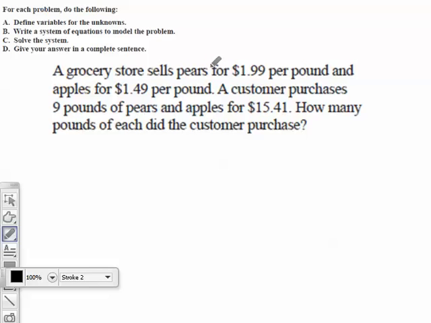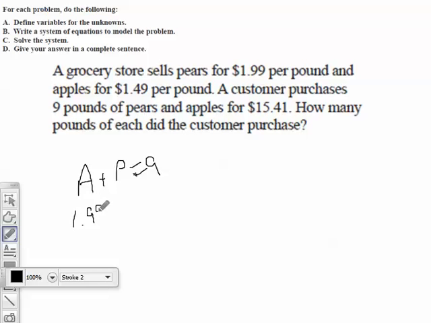Grocery store sells pears for $1.99 per pound and apples for $1.49 a pound. Customer purchases 9 pounds. So A plus P, pears, equals 9. Right? And they spend a total of $15.41. How many pounds did each customer buy? Not a problem.